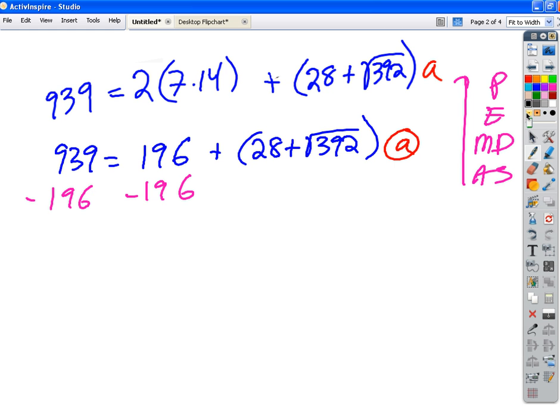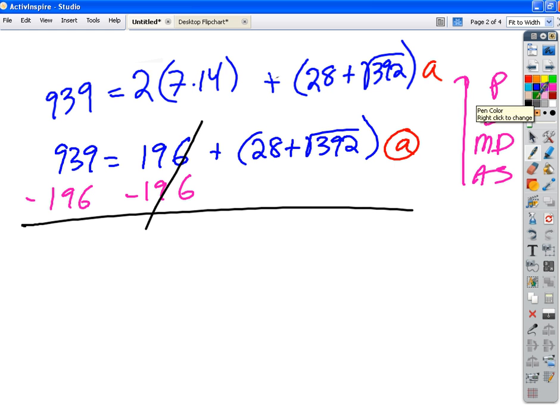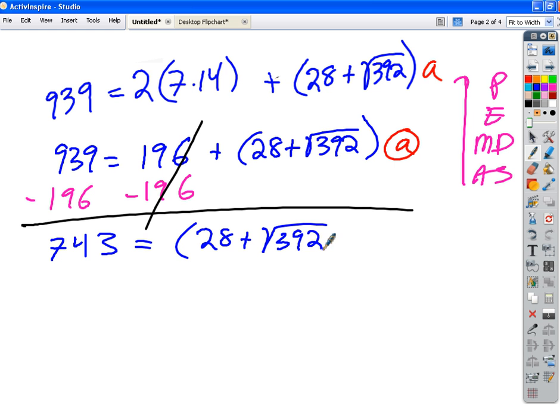Good. And if we do that, what do we get? Well, it's gone from the right side. That's good. 939 minus 196 would be 743. 743 equals, now I've just got this big number, it's just a number. Okay, now what? We added and subtracted. Now next would be multiply or divide.